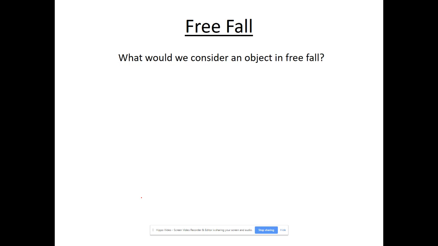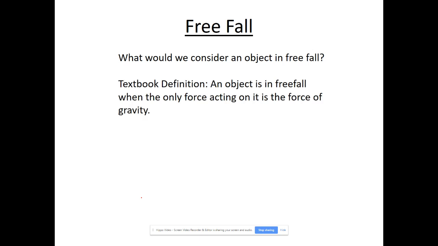So free fall. What would we consider an object in free fall? Well, if you're anything like me, you get a question like that and you're like, I don't know, let me Google it. So let's Google it. When you do that, you're going to get an answer that looks like this. The textbook definition, which says an object is in free fall when the only force acting on it is the force of gravity. Okay, well, that's well and good, but what on earth does that mean?